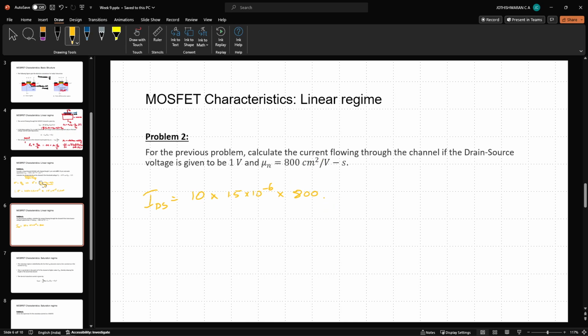And finally we have the voltage, which is 1. So this is going to be 800 into 10, which will be 8,000. 8,000 into 1.5 is going to be 12,000. So 12,000 into 10 to the power minus 6, which is 12 into 10 to the power minus 3. All the CGS units, all the centimeters, have cancelled each other out, so this is coulomb per second or amperes. Therefore, IDS is equal to 12 milliamperes. This is the current flowing through the channel at this given value of VDS.